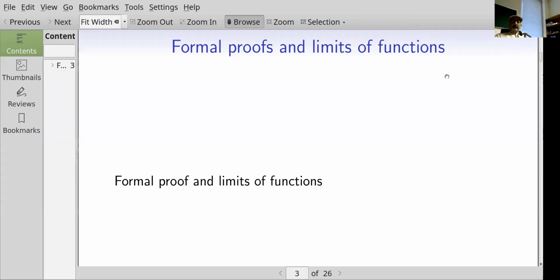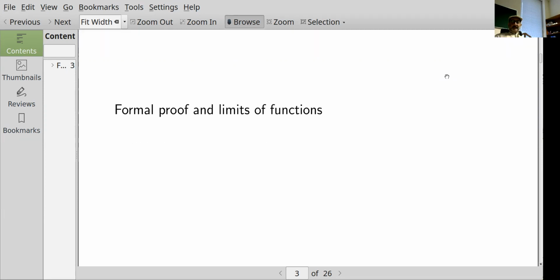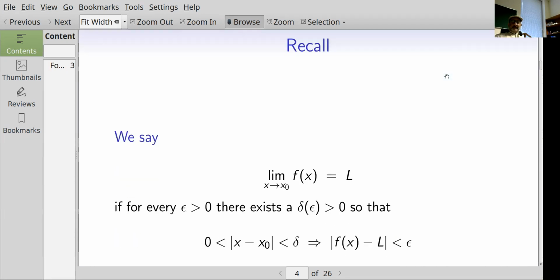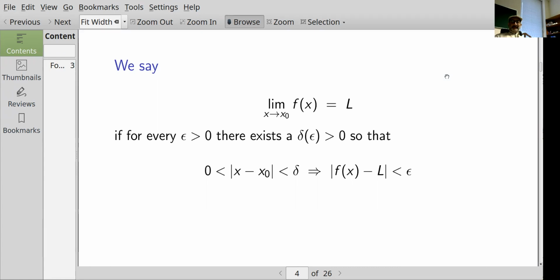We continue with our discussion of formal epsilon delta proofs, and the real value of this definition is that it allows us to establish the mathematical truth of the limit rules that we have been using from before. So, for example, first let me recall the definition of limit.